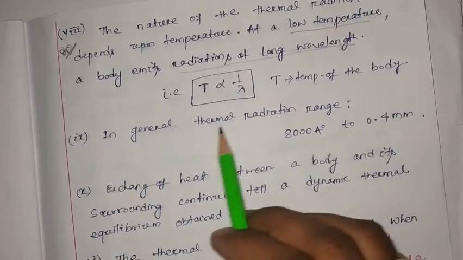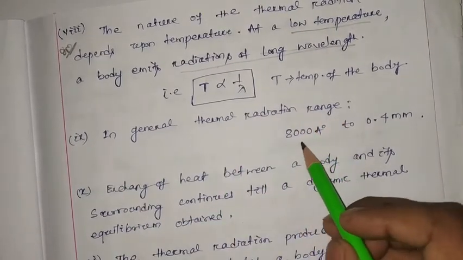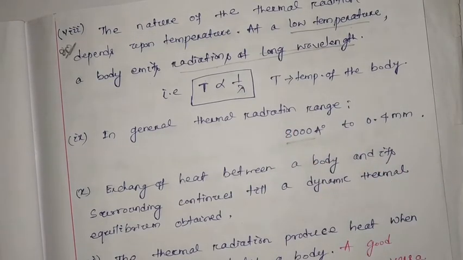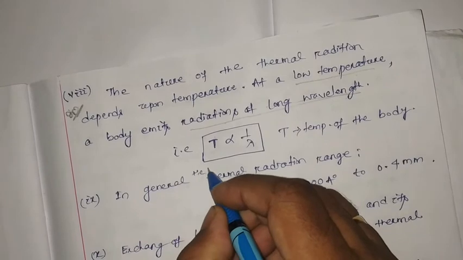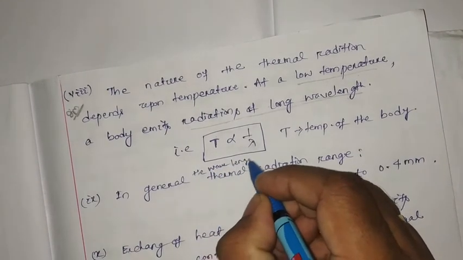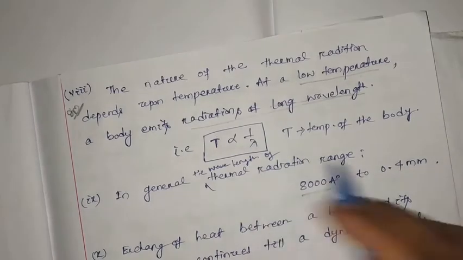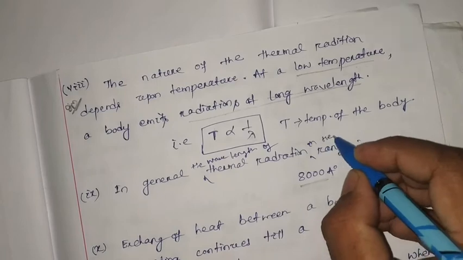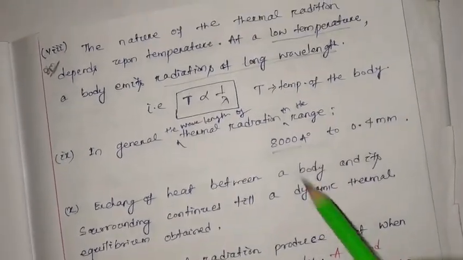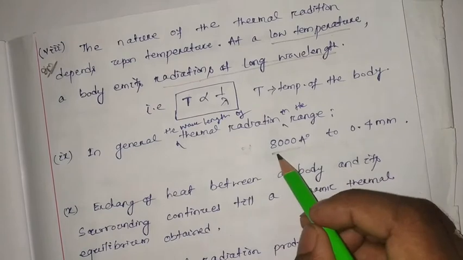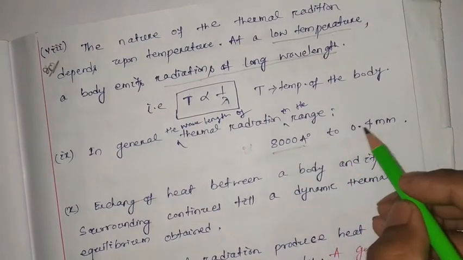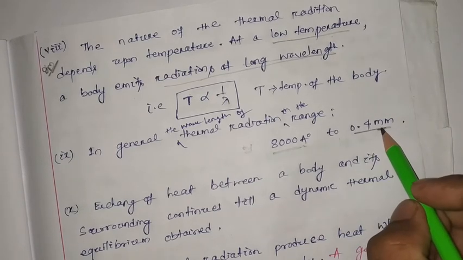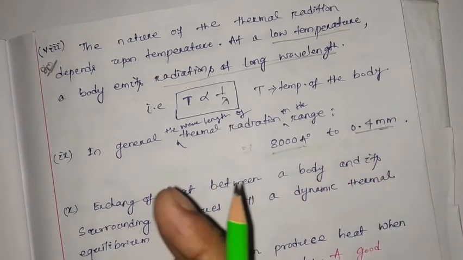In general, the wavelength of thermal radiation is in the range of approximately 8000 angstrom to 0.4 millimeter. This is around the IR radiation, or above that wavelength.